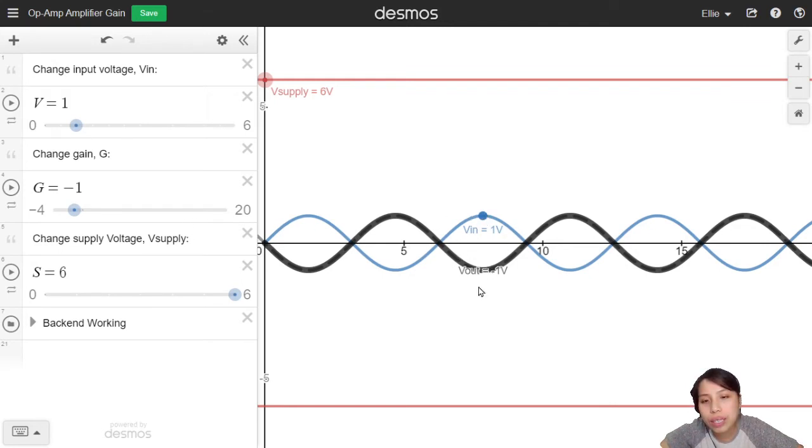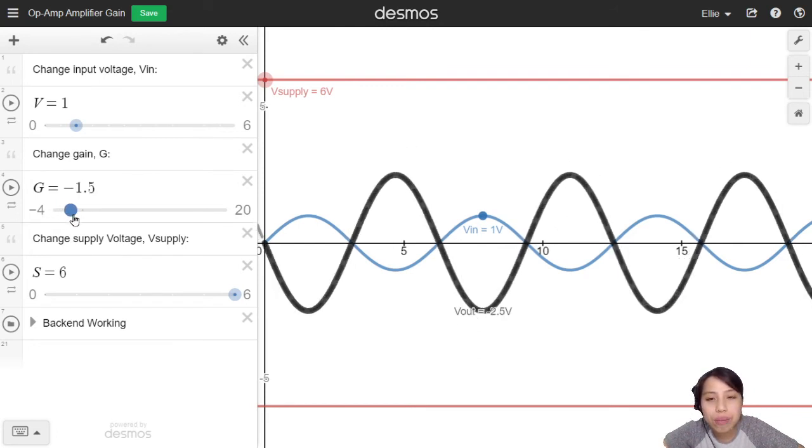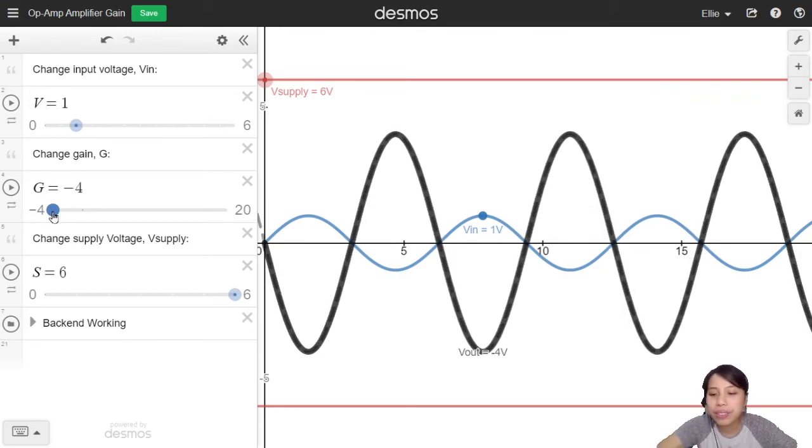Your input is like this, output is like that, and your gain will be negative. See the negative here? This negative means it's inverting. So no matter how you change the output, it will be inverted, upside down.